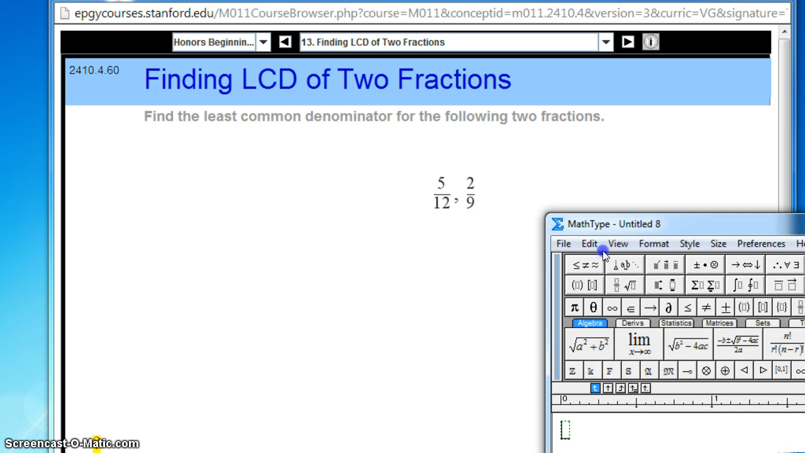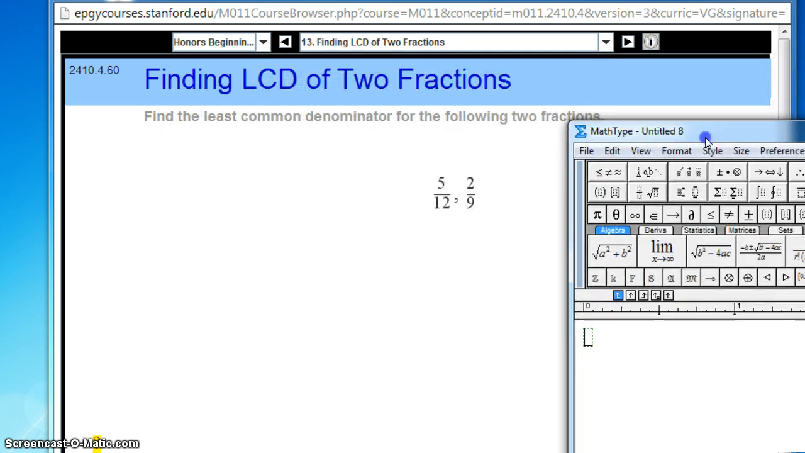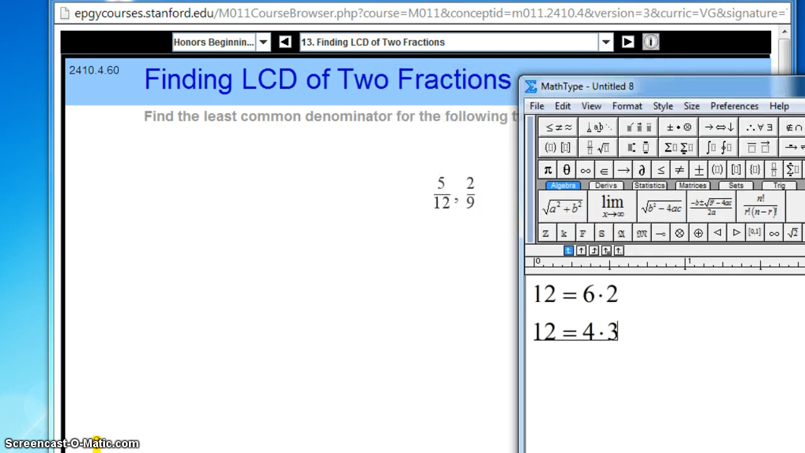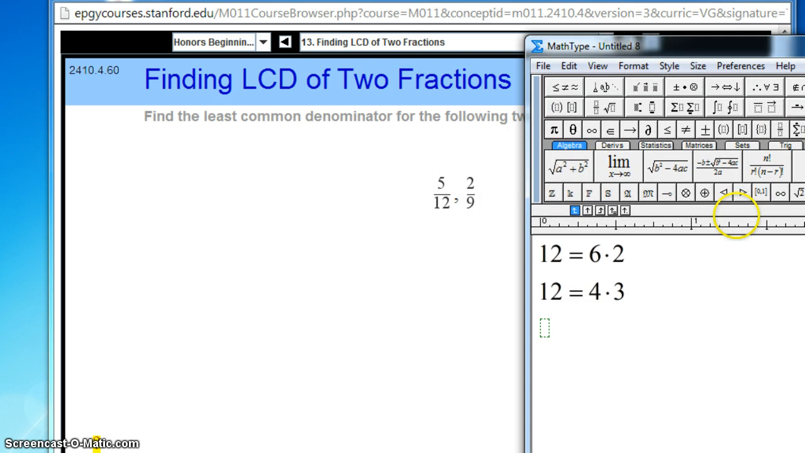Let's take 12. With 12, there's a bunch of factors. It's 6 times 2, right? You could do that. 12 also equals 4 times 3, right? And if we look at 9, we want to be comparing this to 9. 9 is 3 times 3. So we're not quite sure what the least common denominator is.